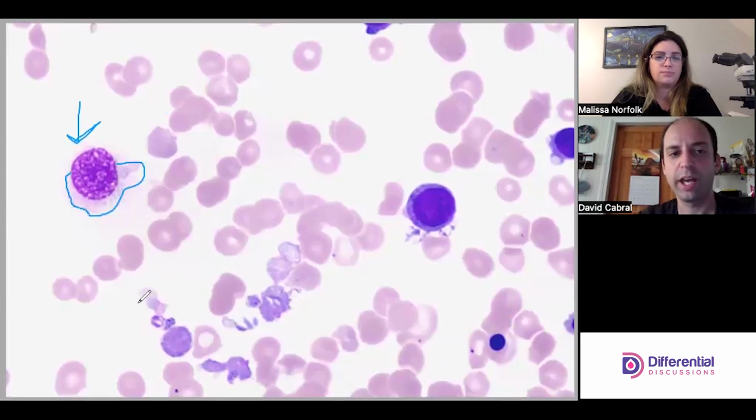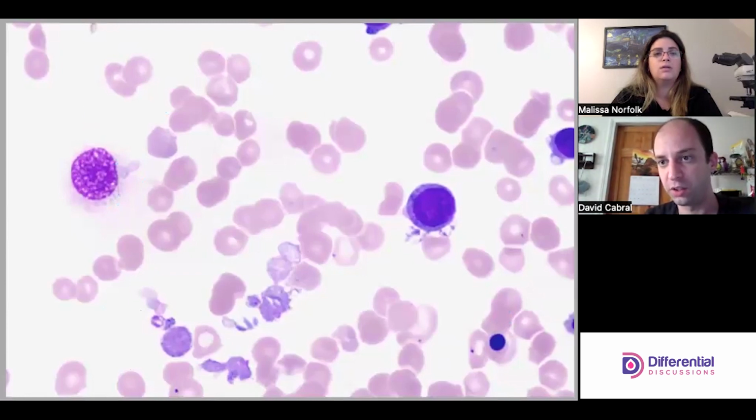And what would make this not a smudge cell, right, is that presence of that cytoplasm. So with a careful eye, notice that wispy cytoplasm that's still present. If this was in fact just a lymph that smudged, you're only going to see the nucleus, the nuclear material.